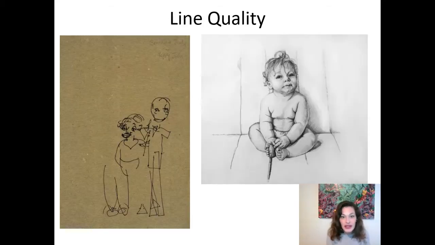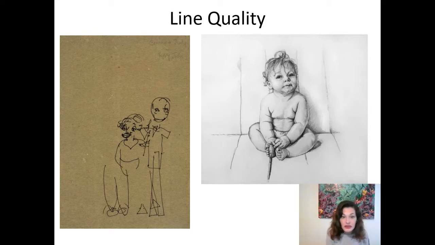But in art making, of course, lines have thickness, they have quality, and the way that a line appears, the way that it looks, we refer to this as line quality. So this is a vocab word to keep in mind that you're going to use quite a bit.